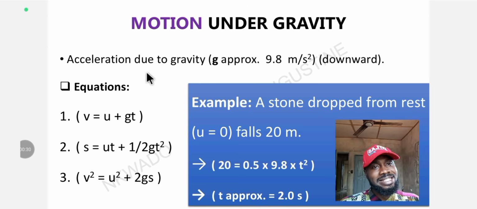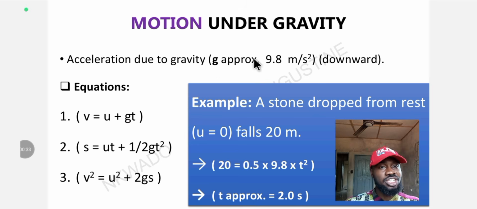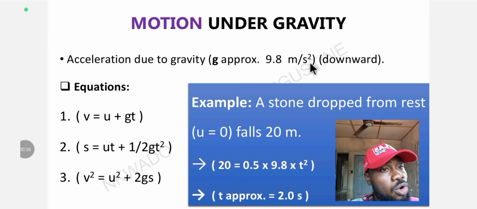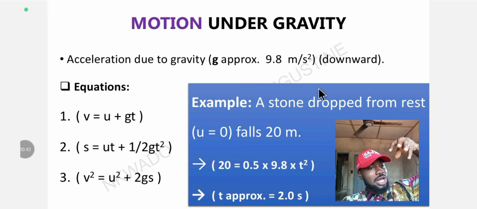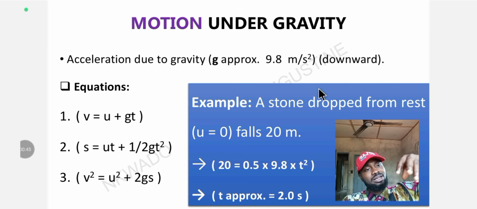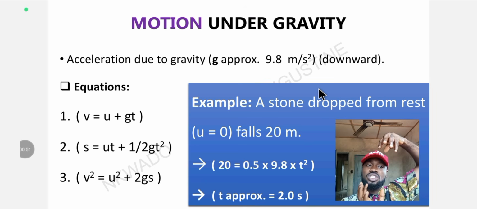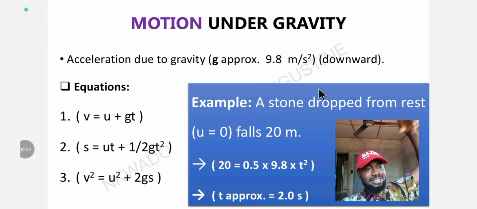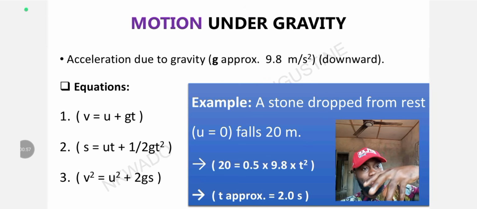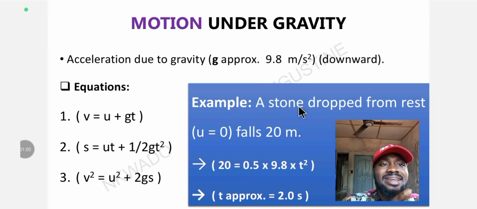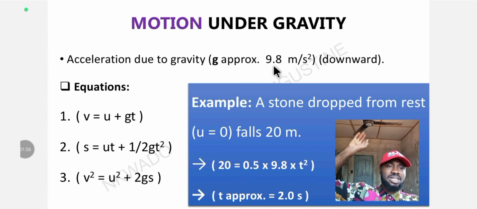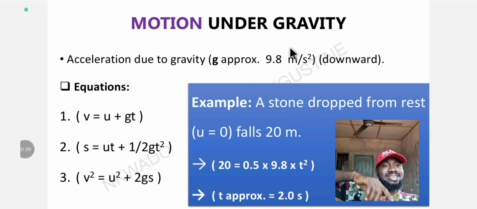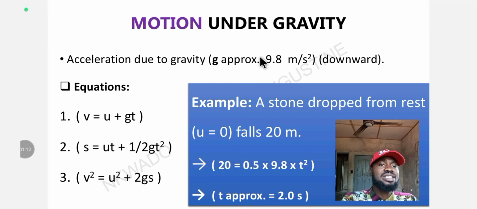Let's see. Acceleration due to gravity, g, this small letter g, is approximately 9.8 meter per second square downwards. So the gravitational pull downwards by the earth, the acceleration that the earth uses in pulling any object that goes up downwards, is 9.8 meter per second. So that object descends at this velocity. This is the maximum velocity that object can descend in.